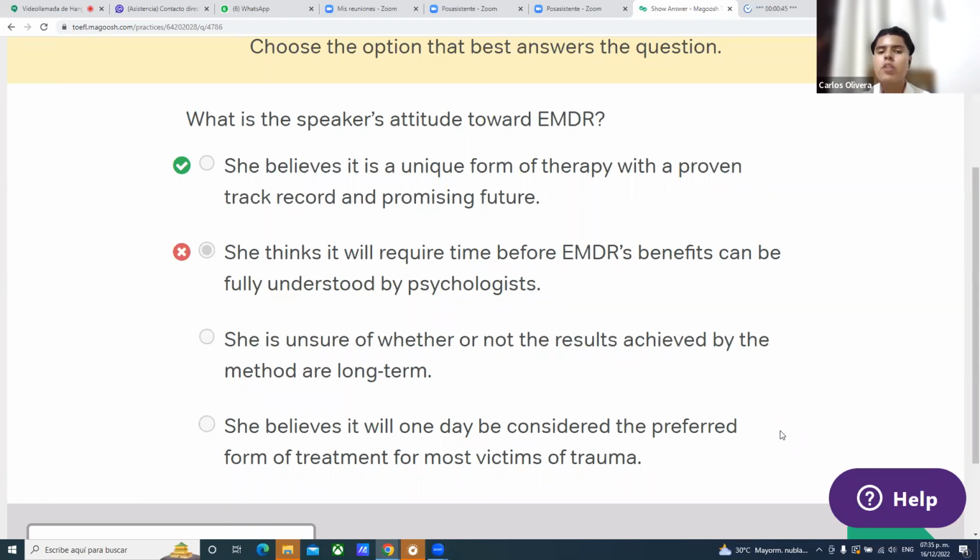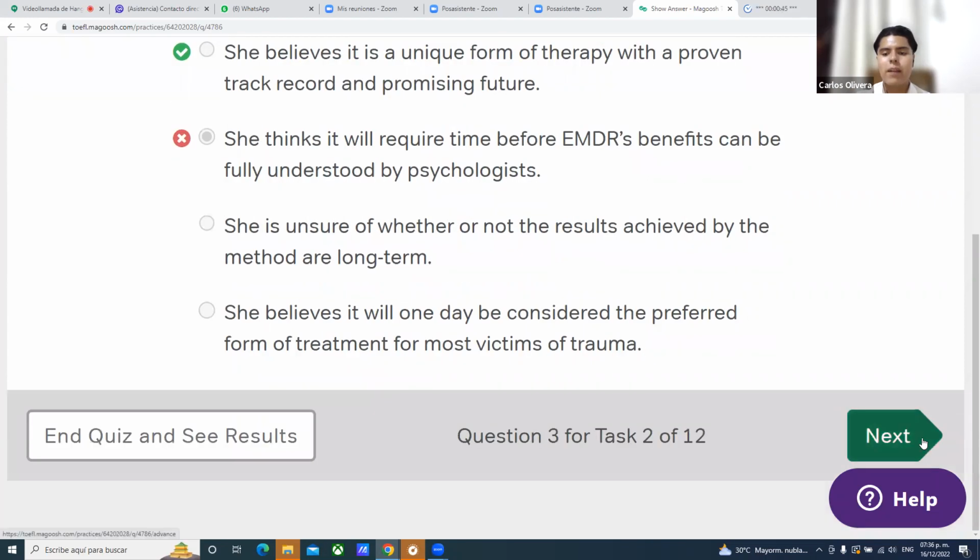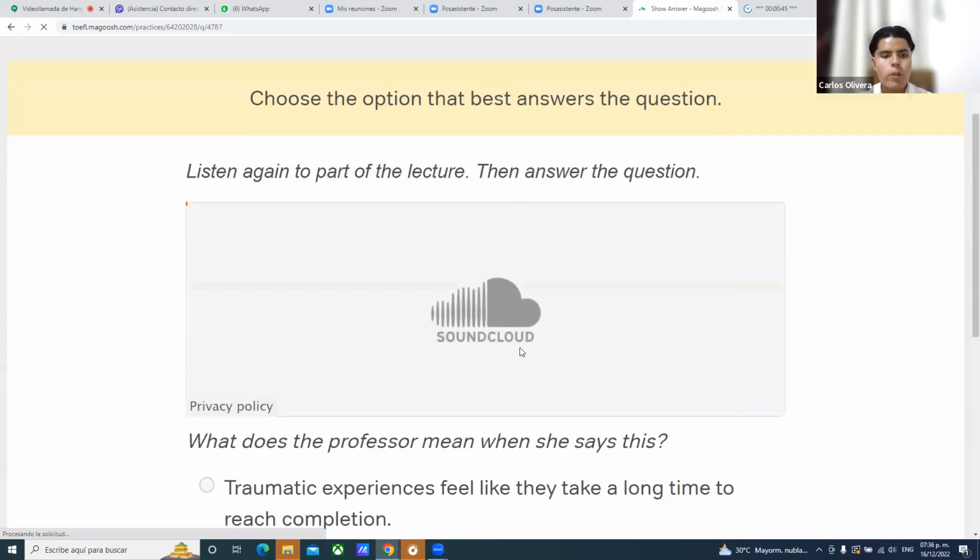So we cannot say that she believes it takes some time for EMDR to show positive outcomes, but she actually believes this technique has already demonstrated such capacity and displays such effectiveness, right? So we cannot say this is the correct answer, but this one, because of the words she uses, how she describes this technique, how she compares this technique to other techniques that were merely mental, but not bodily as well, right? So yeah, next question, 4.